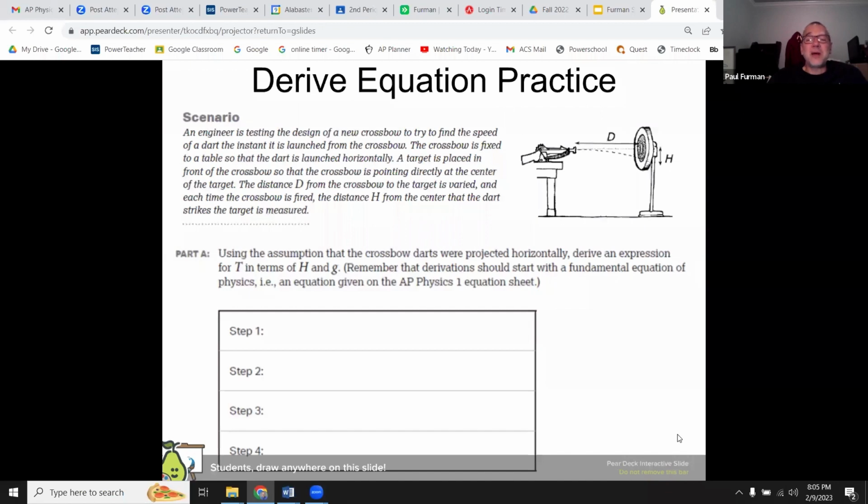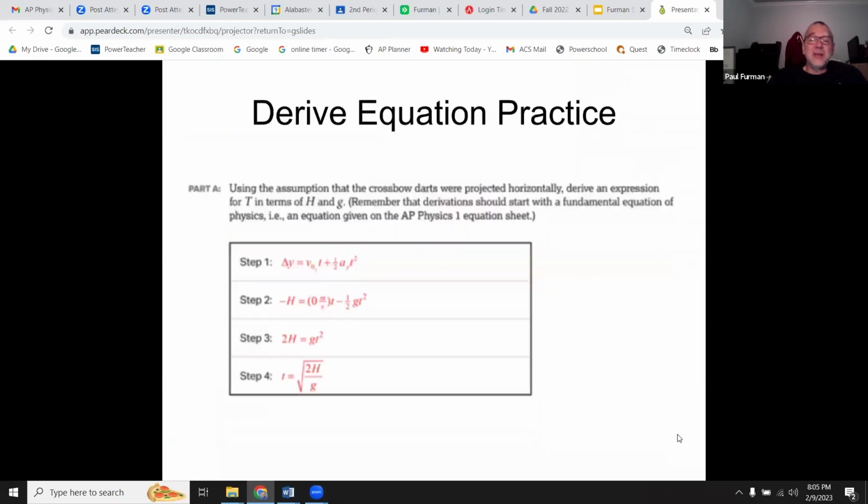So if you've got something other than h or g, the 2 is fine, the square root sign is fine. But if you've got some theta or some velocity or something over there on the right that the problem doesn't allow, you need to go back and refine what you're doing.